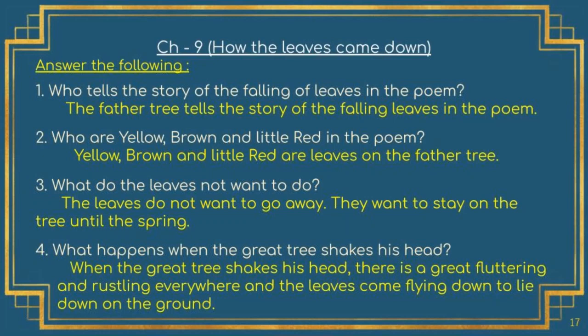Let us see the chapter 9, how the leaves came down first. I hope you remember the poem, students. Look at the first question. Who tells the story of the falling of leaves in the poem? Students, who tells the story? The father tree tells the story of the falling leaves in the poem. Let us move to the second one. Who are yellow, brown and little red in the poem? Yellow, brown and little red are the leaves on the father tree.